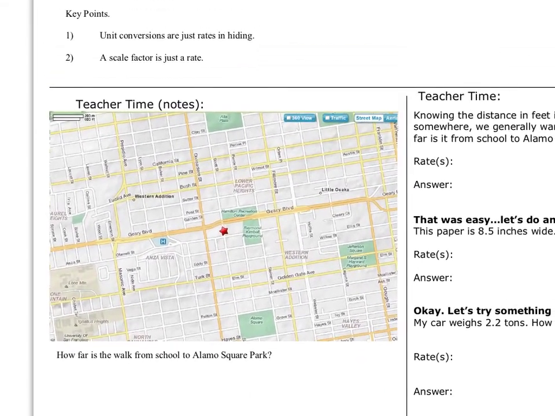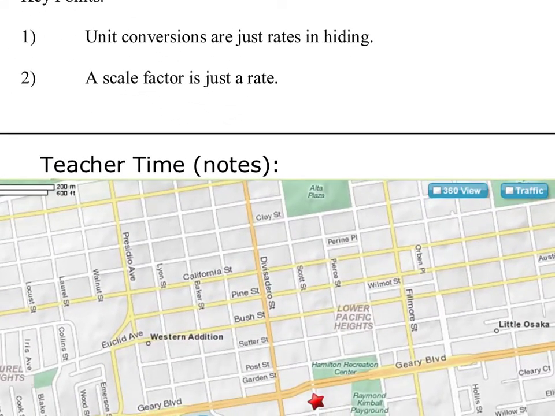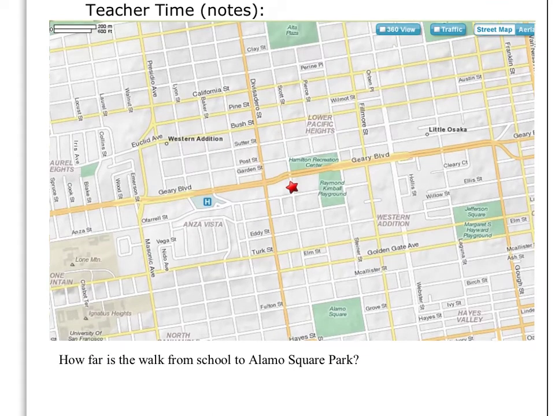So you'll see that I've already written up your key points for today. That was to help make things move a little bit more swiftly. And we're going to read that unit conversion problems are just rates in hiding, and a scale factor is just a rate. So it sounds like the reason we're using dimensional analysis is because we can treat these problems just like rate problems. So the first problem that we run into is a scale problem.